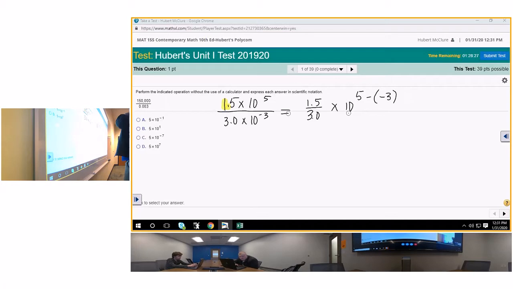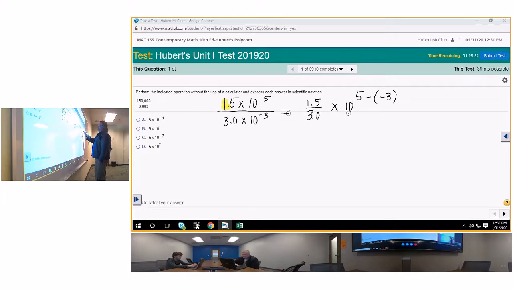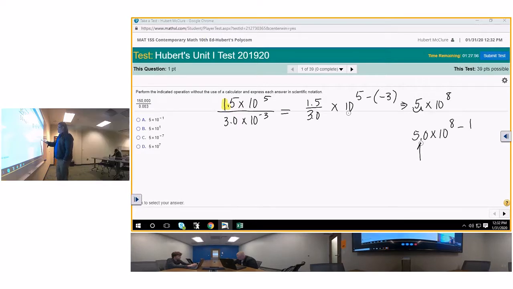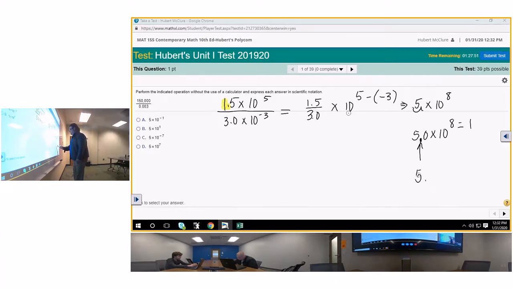Well, 15 over 30 is 1/2. So what is it? 0.5. 0.5. So that'd be 0.5 times 10 to the what? 8th power. Are we done? Sure. I'm sorry, I didn't hear that mumble. What? No, sir. No, we're not. I got to move that decimal one place. 5.0 times 10 to the 8 minus 1. I move this in my head to get it back the way it was to the left. 5.0 times 10 to the 7th power.